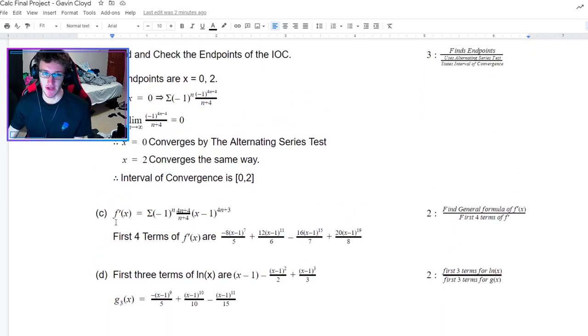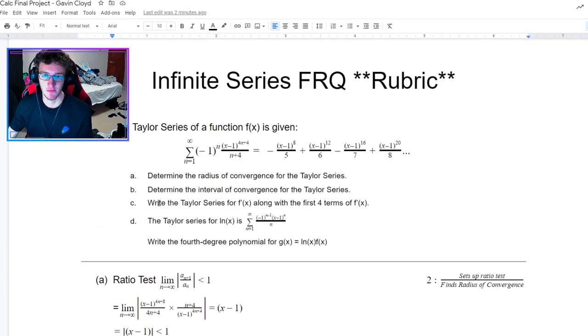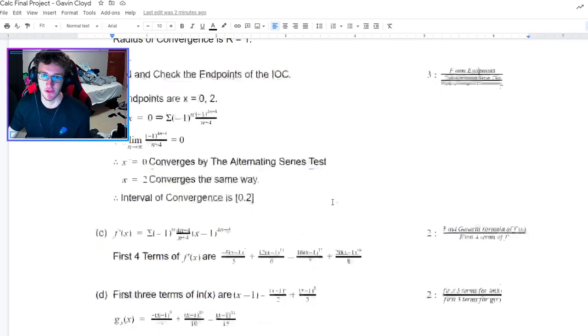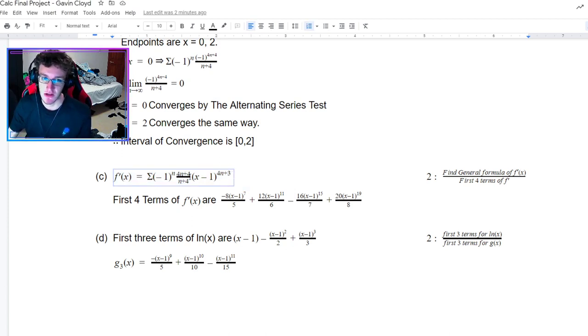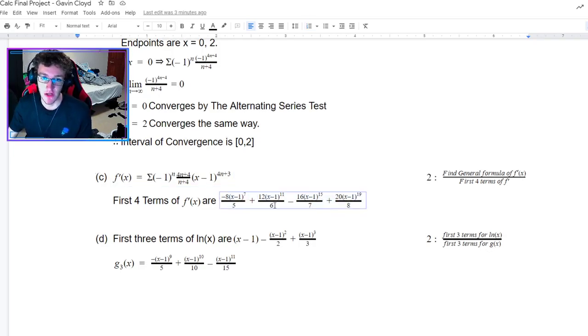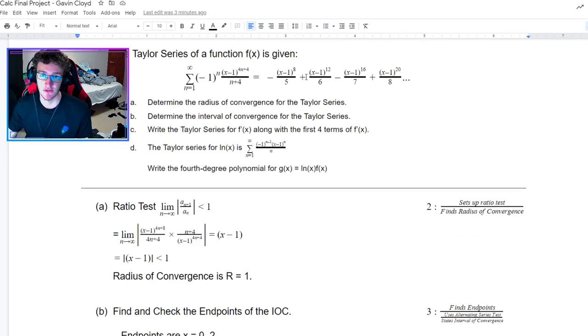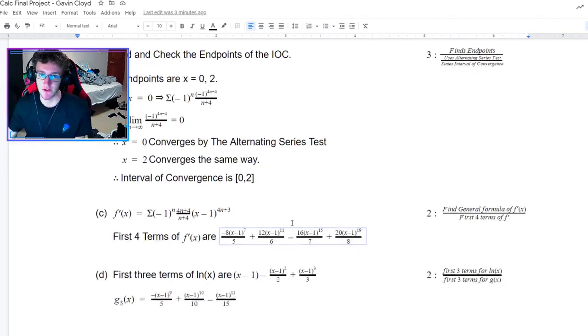So then C was to find f prime, write the Taylor series for f prime with the first 4 terms. So the Taylor series for f prime is just, use the power rule. Multiply the exponent times the whole thing and then subtract 1. So, hardcore, easy. And then to find the first 4 terms, you just plug in 1 for n, 2 for n, and just solve it. Or if you really want to, you can use these first 4 terms and then just take the derivative of them, because that works too.